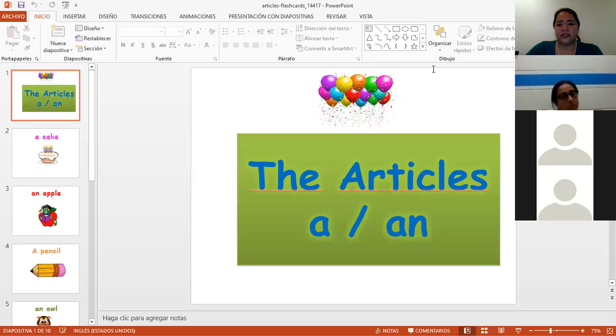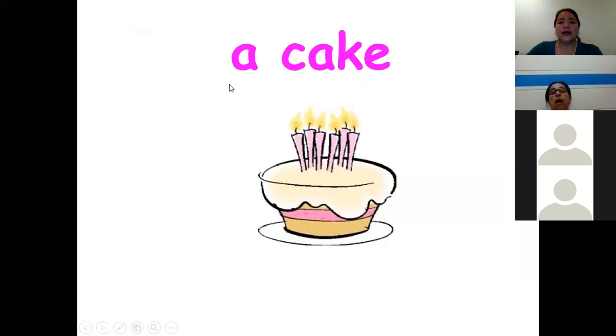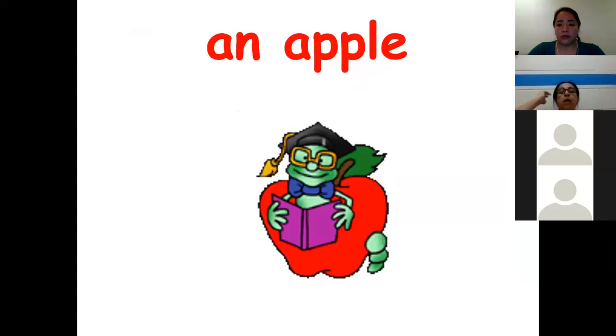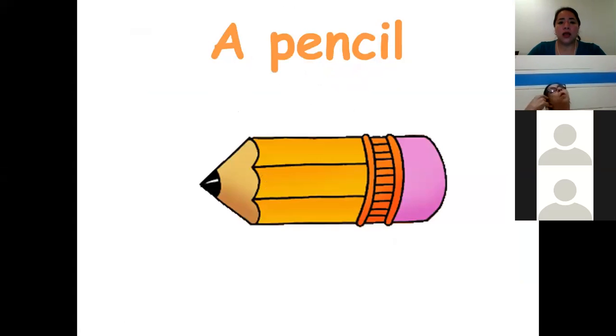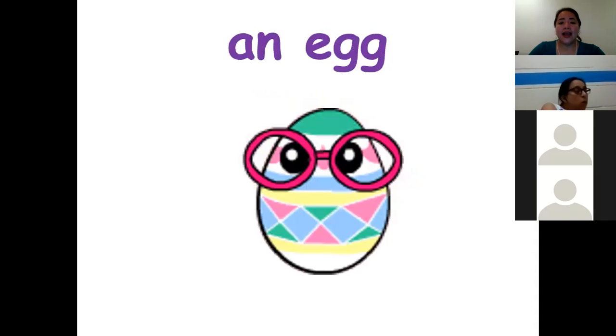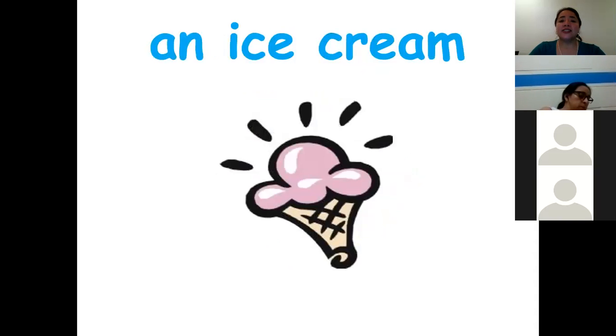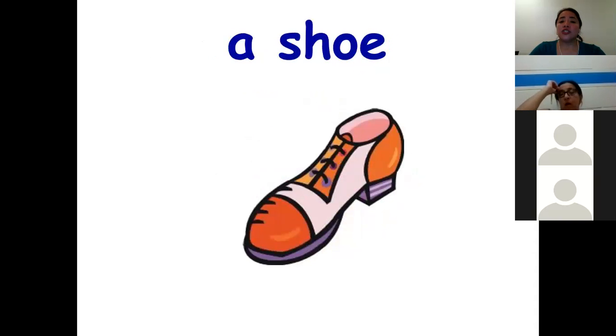Then we have, for example, here, look at this. We are going to have here the article a and an. So we have this, look, a cake. Those are examples that I have for you. A cake, look, an apple. An apple, a pencil. A pencil, an owl. Owl is búho, right? An owl, okay? A train, an egg, okay? A sheep, una oveja, right? An ice cream. A shoe, okay? A shoe.